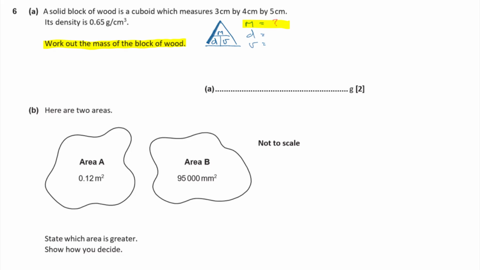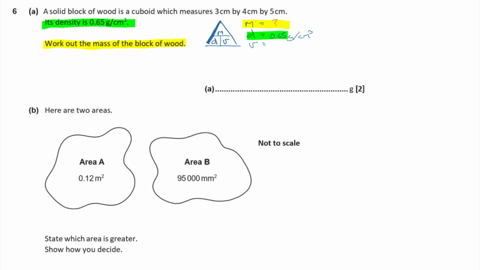Do we know the density? Yes, we do. It's given here. Its density is 0.65 grams per cubic centimeter. So let's write that down. 0.65 grams per cubic centimeter.